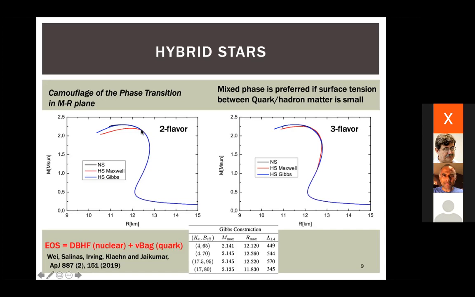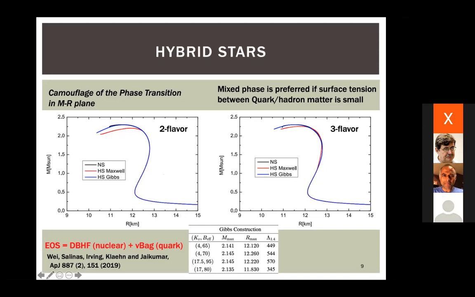With Maxwell, we did have some issues. The quarks appeared so late in the game that the star would collapse as soon as you brought them in. But there are other models that I think Prakash and Sophia have developed that are able to avoid this problem, so they do get stable configurations, even with Maxwell. But for the Gibbs construction, we were able to satisfy all the reasonable constraints: the solar mass constraint, the typical radii that NICER is finding, as well as the tidal polarizability of a 1.4 solar mass star. So things that are consistent with all of the current observational constraints, but still don't allow you to distinguish between neutron stars and hybrid stars.